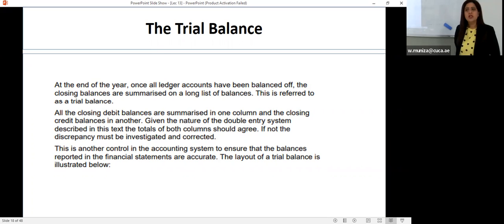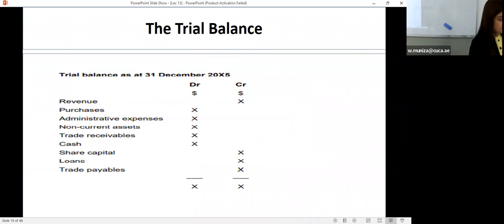So they are telling you that for theoretical purposes, we tell students that the trial balance is being made. If there are no errors, it means that we can head to the making of financial statements. This is another control in the accounting system to ensure that the balances reported in the financial statements are accurate. The layout of the trial balance is illustrated below. How does the trial balance look? This is how the trial balance looks.